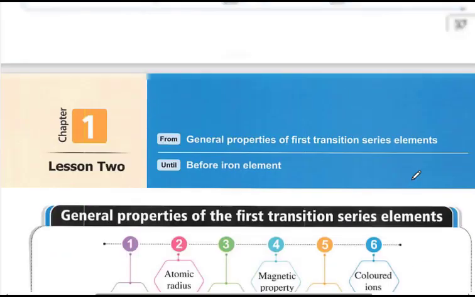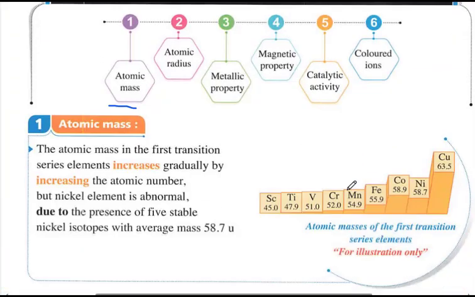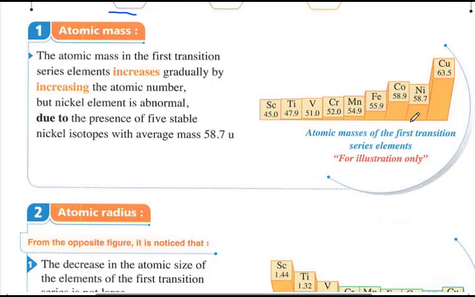The decrease is attributed to nickel having 5 stable isotopes with an average of 58.7. Because of this, nickel is an exception in the increase of mass from left to right in the first transition series elements. So when you are asked about the exception in the atomic mass, the exception is nickel, which has 5 isotopes with average atomic mass 58.7.